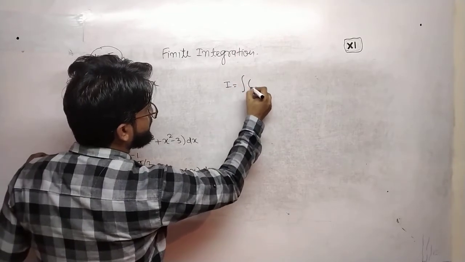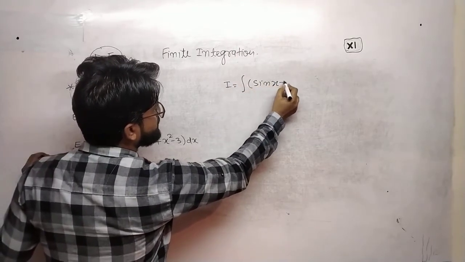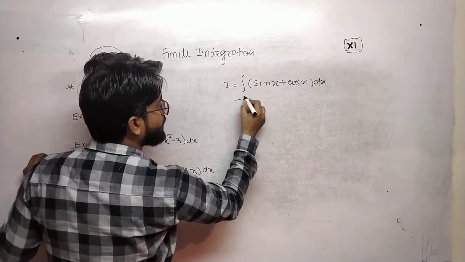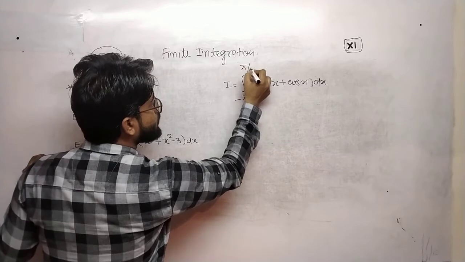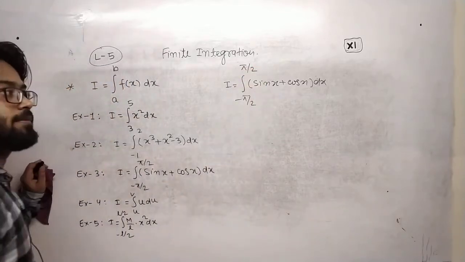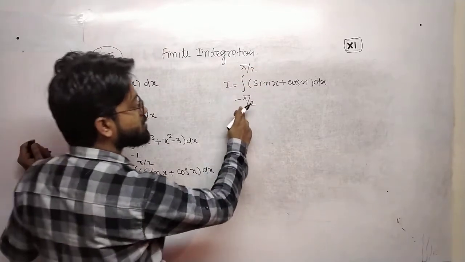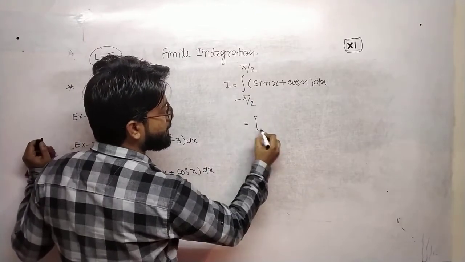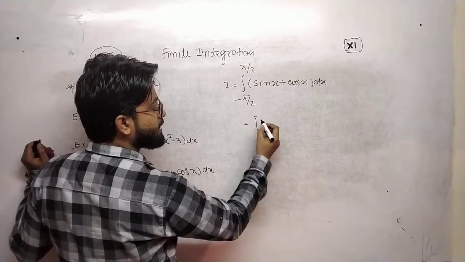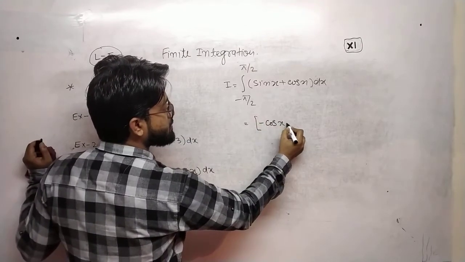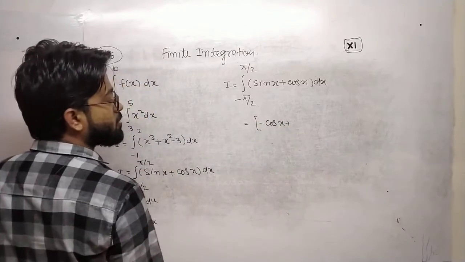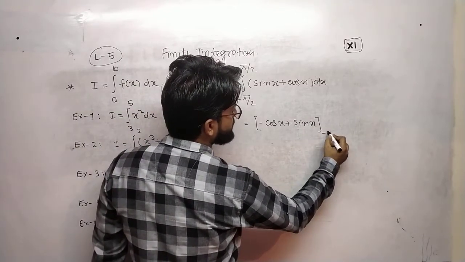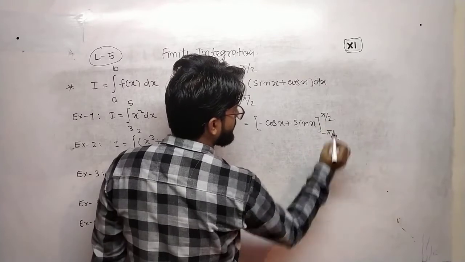Example number 3, that is sin x plus cos x from minus pi by 2 to pi by 2. Pi by 2 is what? Pi by 2 is 90 degree and minus pi by 2 is minus 90 degree. Okay. Now after integration, integration of sin x is minus cos x, and integration of cos x is sin x. Okay, minus pi by 2 to pi by 2.